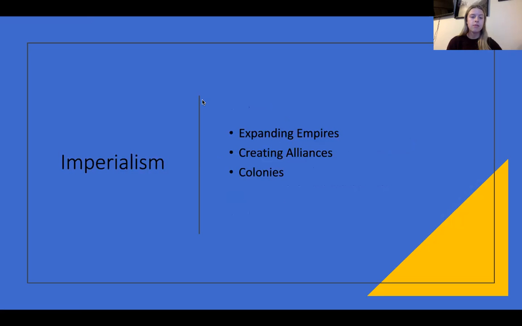And then we have imperialism. So this is expanding empires. These countries want to create alliances with each other to conquer places in Africa, colonies in Africa. And these are obviously creating tensions in the region. This is what's putting brick by brick this bad blood between these countries leading up to World War One.